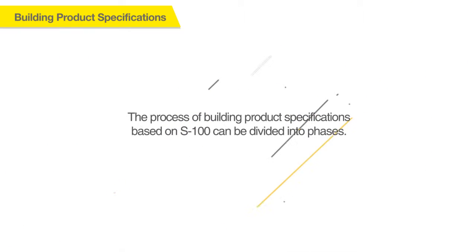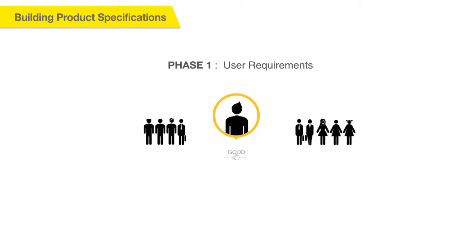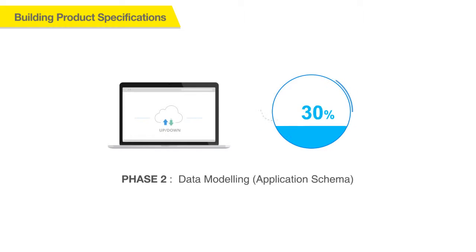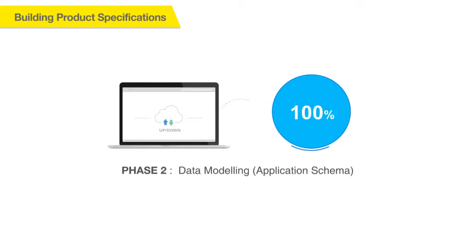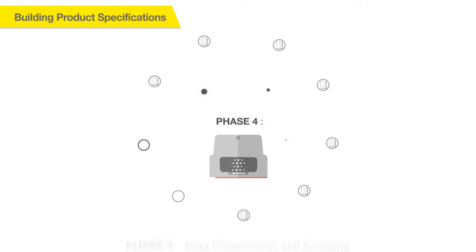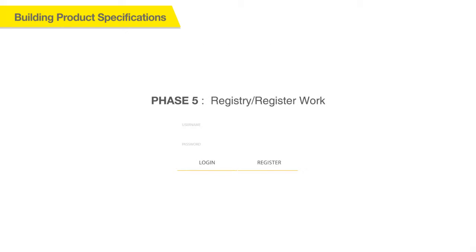The process of building product specifications based on S100 can be divided into phases. Phase 1 is user requirements. The goal of this phase is to analyze requirements of the users who need data or a database. Phase 2 is data modeling, and Phase 3 is data classification and encoding. Phase 4 is creation of a product specification document, and Phase 5 is register work. The last phase is verification of the product specification.